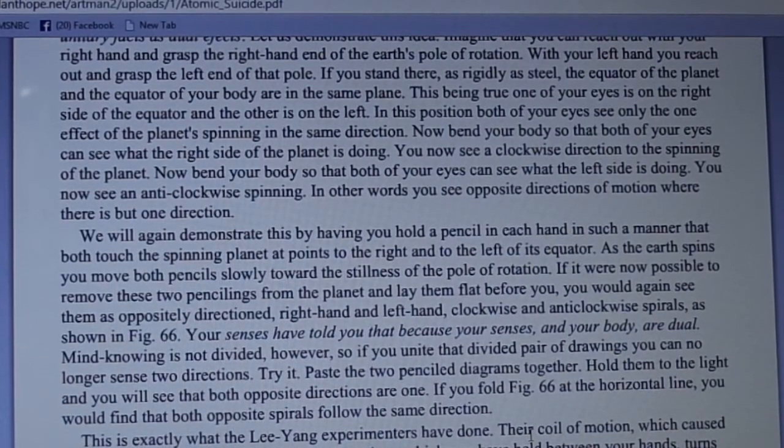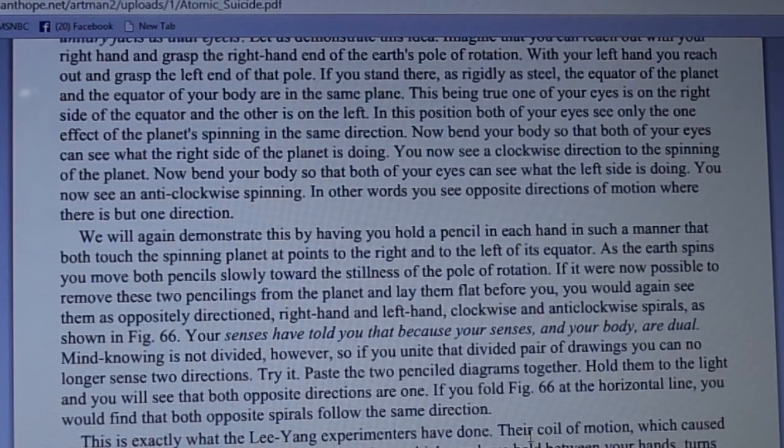We will again demonstrate this by having you hold a pencil in each hand in such a manner that both touch the spinning planet at points to the right and to the left of its equator. As the Earth spins, you move both pencils slowly toward the stillness of the pole of rotation. If it were now possible to remove these two pencil markings from the planet and lay them flat before you, you would again see them as oppositely directioned right-hand and left-hand, clockwise and anti-clockwise spirals, as shown in Figure 66.